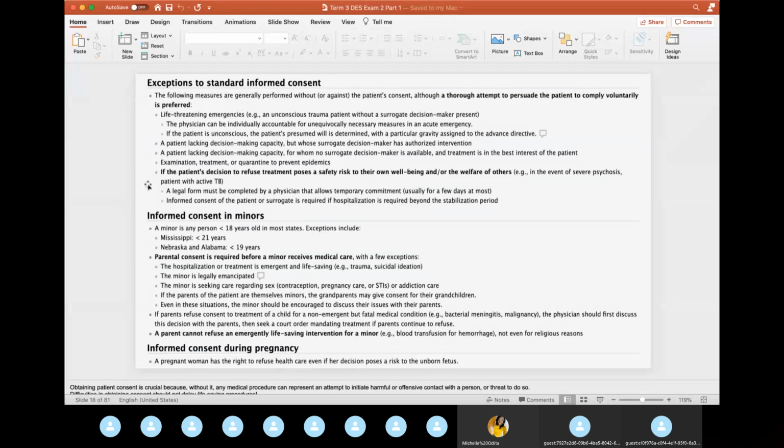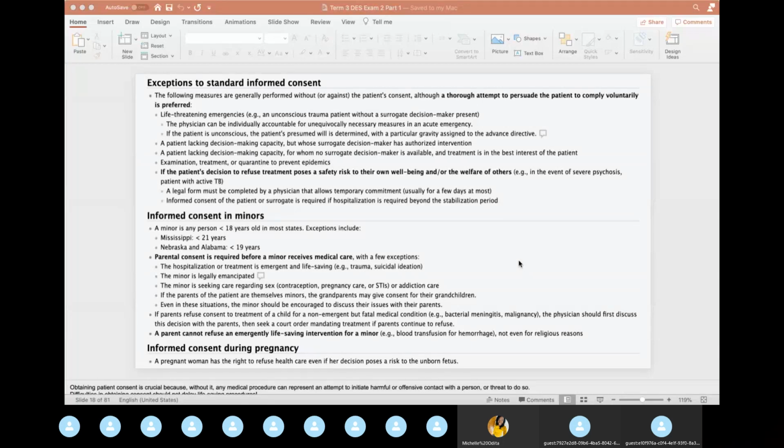Now, question. What if a parent refuses treatment for a child with a non-emergent but fatal medical condition? What's the first thing that you're going to do as a physician? I am the parent and I said, no, I don't consent for this. What are you going to do first? I guess you would counsel them first and try and get them to consent. So first things first, of course. In the vignette, when you're doing ethics questions, they're going to ask you what you are going to do first. Read the vignette carefully.